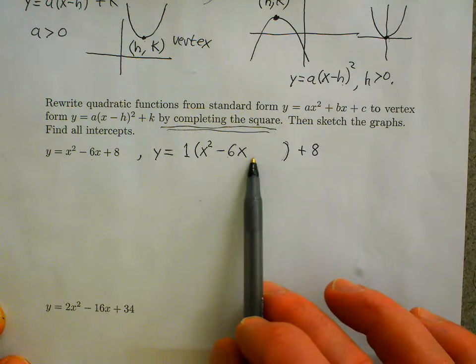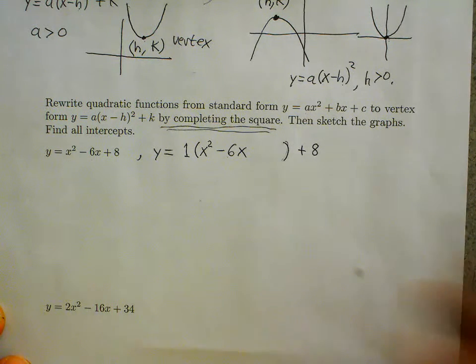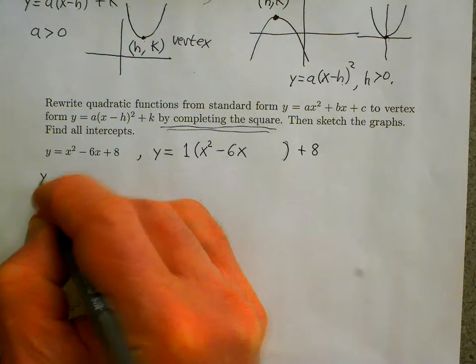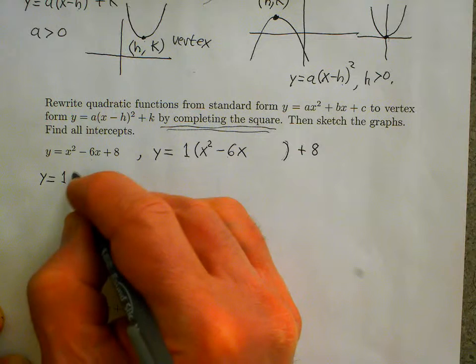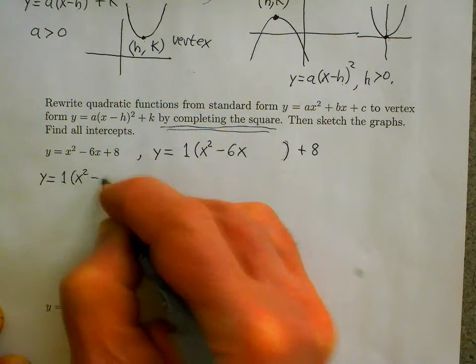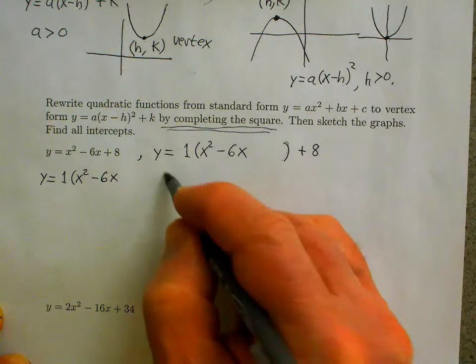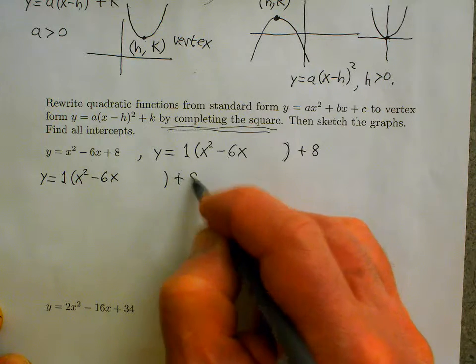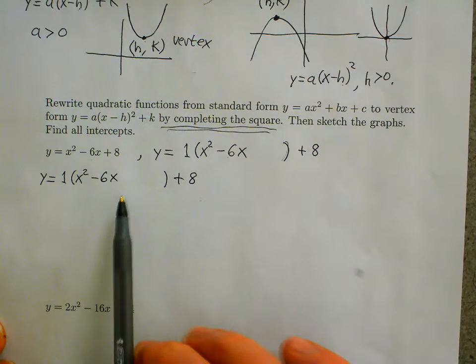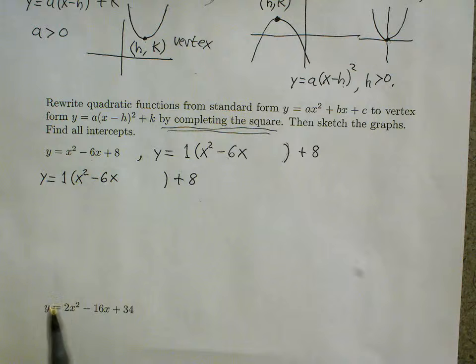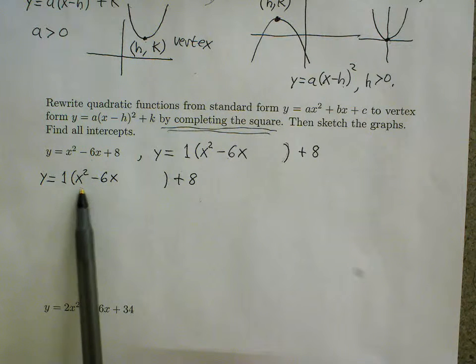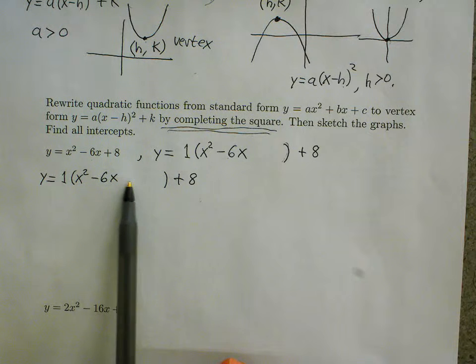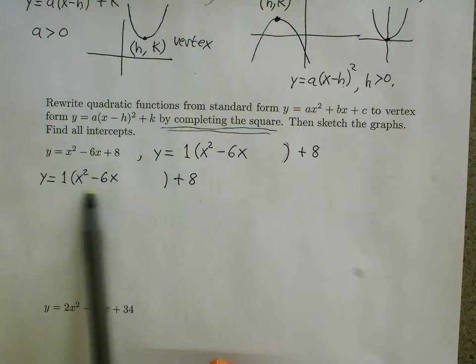And then on the inside, we're going to add 0. When you add 0 to something, you don't change its value. But the form 0 takes is going to involve completing the square. So let's focus on x squared minus 6x. What number would I have to add to x squared minus 6x to get a perfect square trinomial?